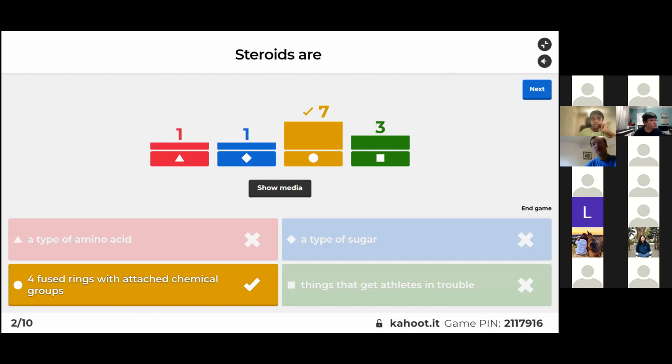Okay, so most of you got it right, but let me just quickly explain why the other answer choices are wrong. A type of amino acid, recall that amino acids make up proteins. Steroids are actually a type of lipid, so that's a completely different biological macromolecule. And then a type of sugar is a carbohydrate, so that's another macromolecule. And then things that get athletes in trouble is just not the scientific answer I was looking for.